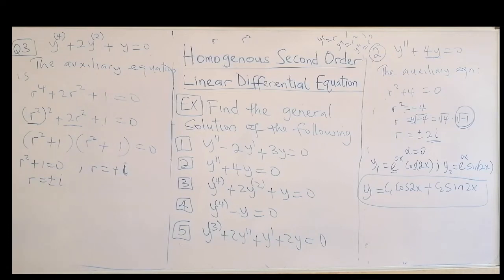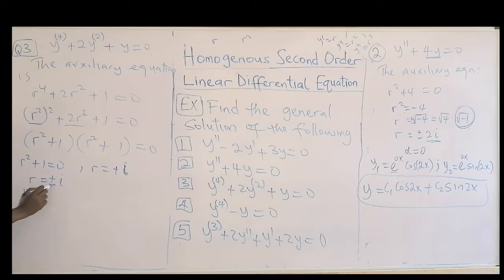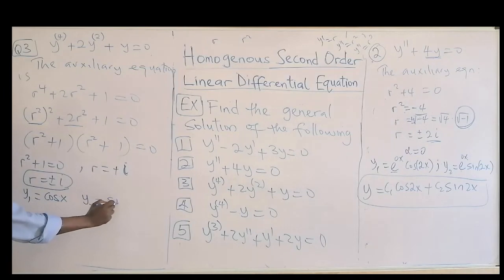So this is a repeated root, repeated roots in complex form. The solution is y1 equal to, we don't have the real part alpha, so the exponential is gone, so we only have cos. The coefficient of the complex number is 1, so 1 times x gives cos x. Then y2 is sin x. Is that clear now?